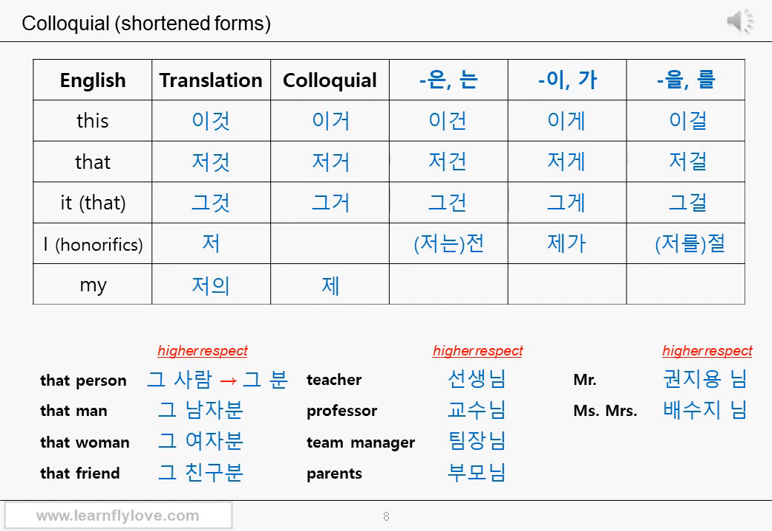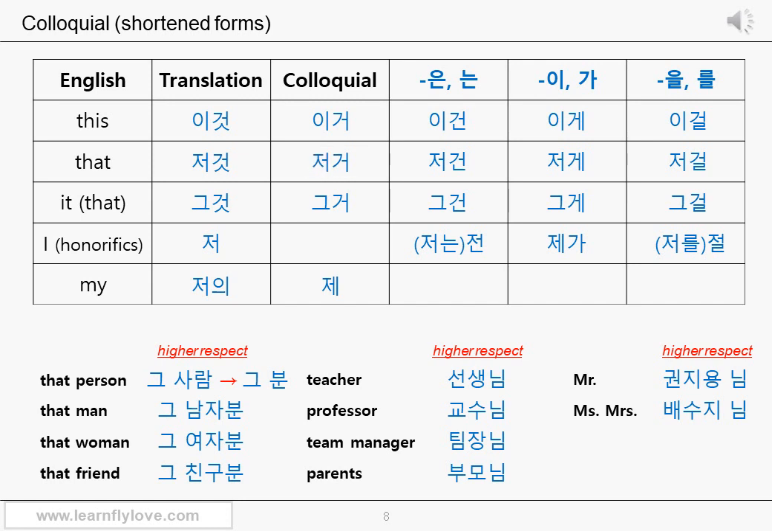If you add the object particle 을 or 를, it becomes 이걸, 이걸. It's the colloquial and shortened form of 이거를 or 이것을. Okay? Next. That. The original translation of that is 저것. 저것 is used when you indicate something which you can see right now but is not in a touching distance. The colloquial form is 저거.